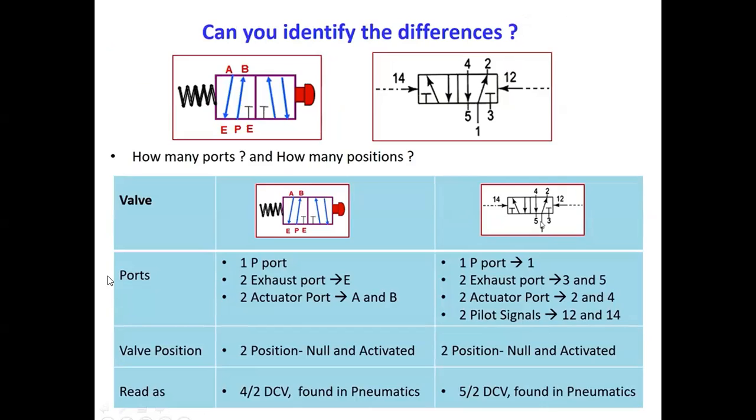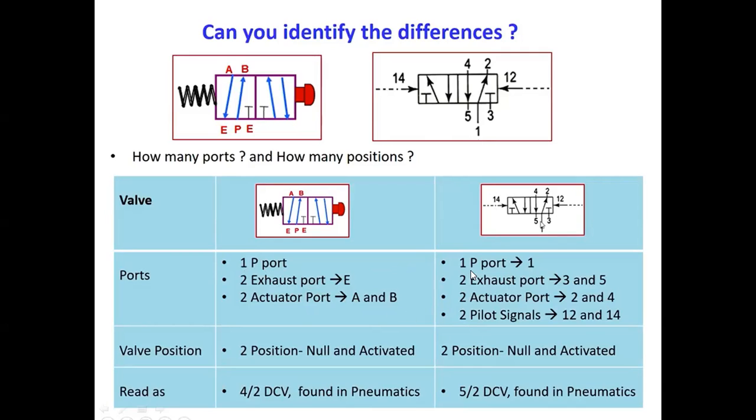Yes. See here, port 1 is the P port, exhaust port. This is the symbol. See, this is our regular port, A to T, B to P, and this is a closed port. This is the second position. So P is the P port, exhaust port, actuator ports A and B.